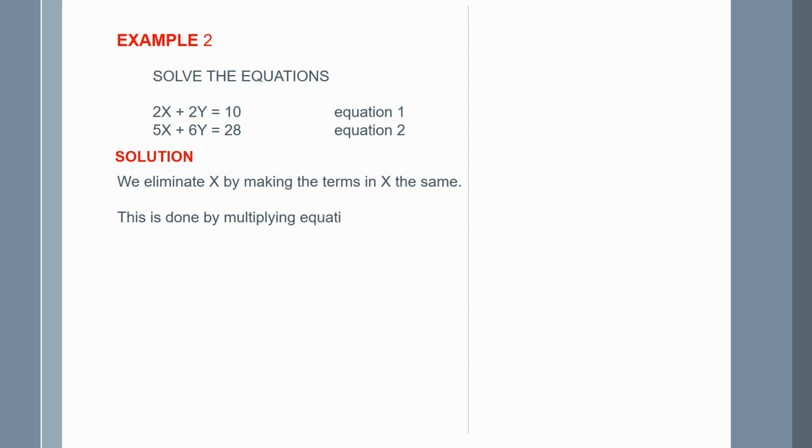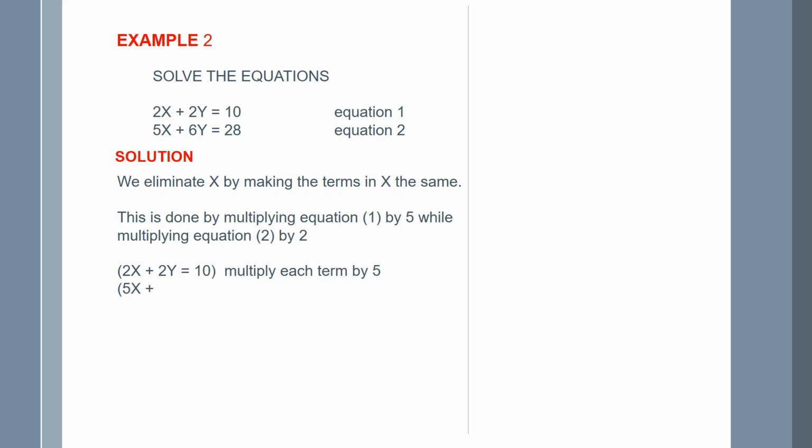Now, just supposing we multiplied the first equation, equation 1, by 5, and we multiplied the second equation, equation 2, by 2. You notice that we're going to have 10x plus 10y giving us 50.